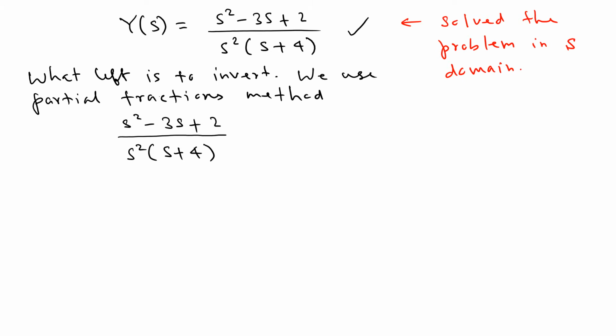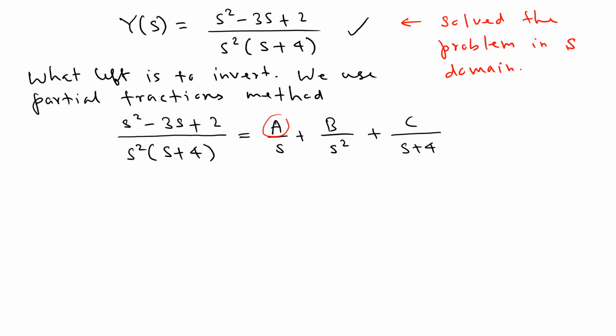Now this has s squared, which means it's a repeated root. That means it has to be A over s plus B over s squared, because we know that this follows the form of the smallest one. And then plus, this is s plus 4. When you have s plus 4, it is linear, so this has to be a constant, C. So the goal is to find A, B and C.